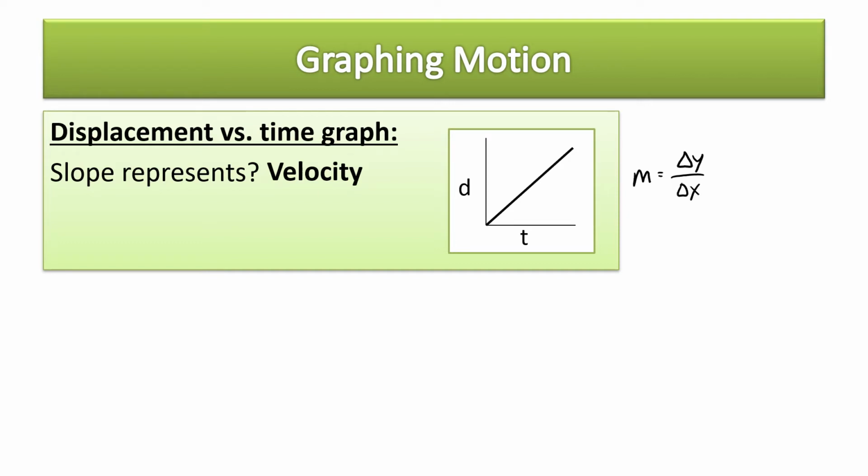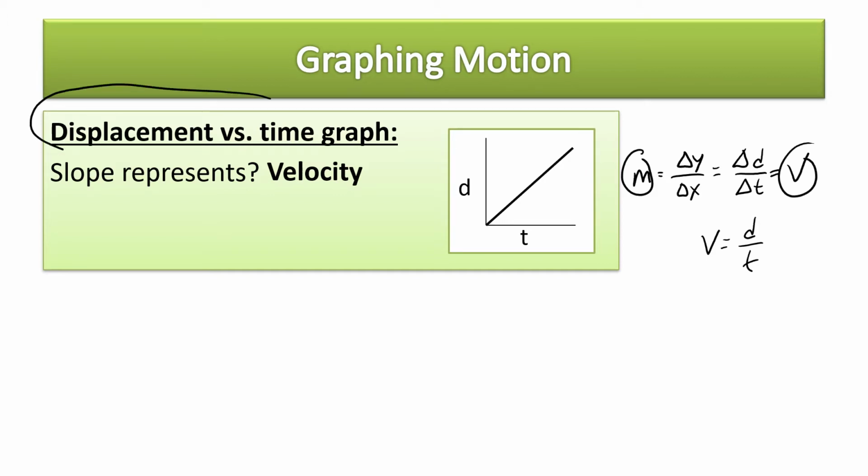The y values is the displacement and the x values is the time. And our reference table tells us that the physical quantity that's equal to the change in displacement divided by time is velocity. The equation looks like this: v is equal to d over t, which is what we have here. So therefore, the slope is equal to the velocity in a displacement versus time graph.